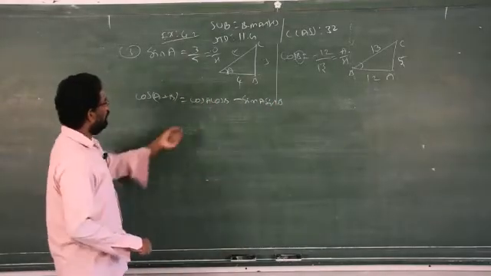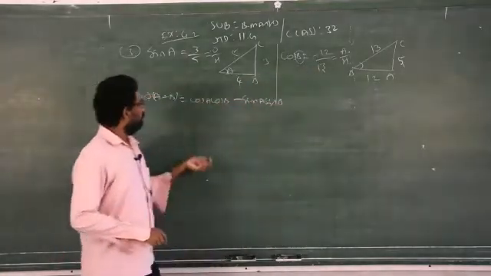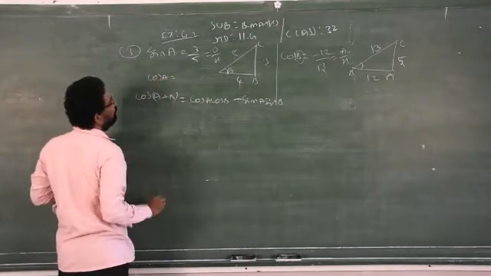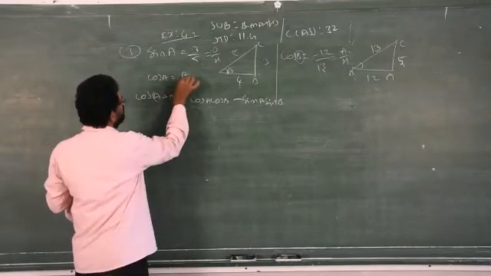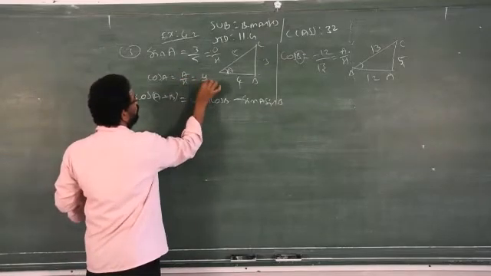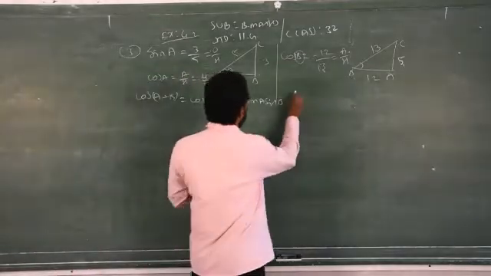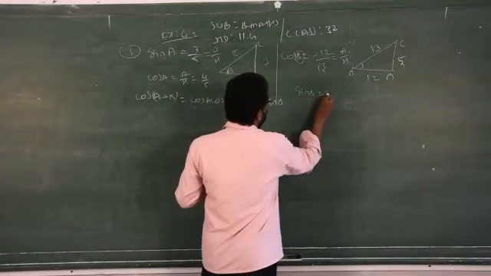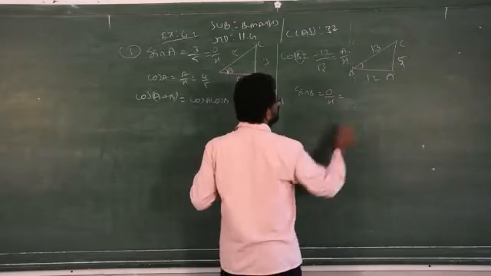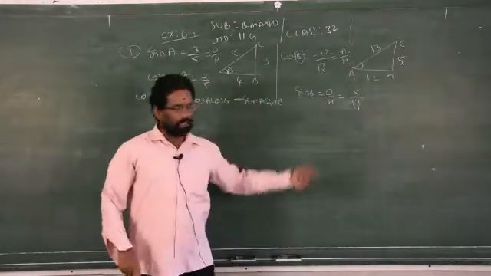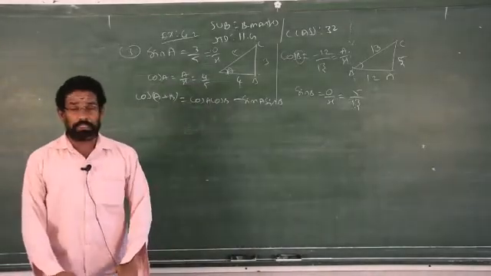Clear? I know cos B already, but I have to find out cos A. What is the formula to find cos A? Adjacent by hypotenuse, 4 by 5. That is the value for cos A. Then I have to find out sin B, that is opposite by hypotenuse. What is the opposite side? 5 by 13. The problem now: in which quadrant angle B lies is given in the question.